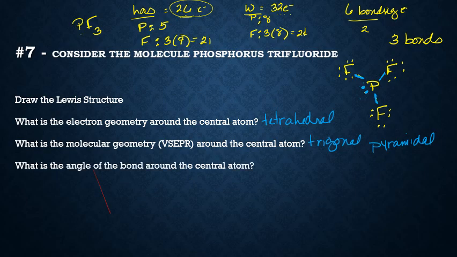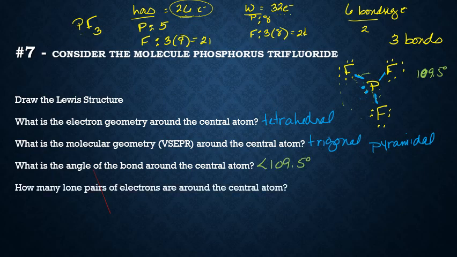The bond angle. Well, our bond angle for a tetrahedral structure is 109.5 degrees. But this lone pair takes up so much space, it's going to kind of squeeze these bonds in a little bit. So whenever we have a lone pair, our bond angle will be less than 109.5 degrees. How many lone pairs are on the central atom? Well, that should be easy. There's 1 lone pair right there.